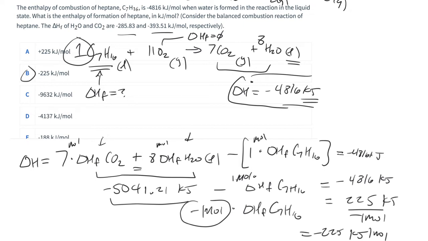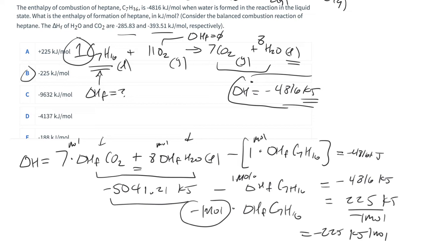Now, delta HFs are properties of substances. They're in units of kJs per mole. That's why we're multiplying the number of moles in the reaction times the kJs per mole to go down to kJs. And then our reaction comes out in units of kilojoules. So we just write the sum of our products minus the sum of the reactants, and then work that out to be our delta H.